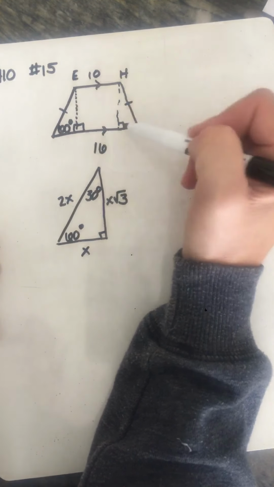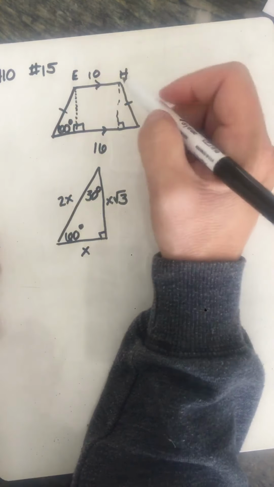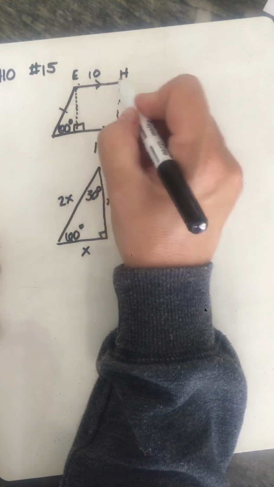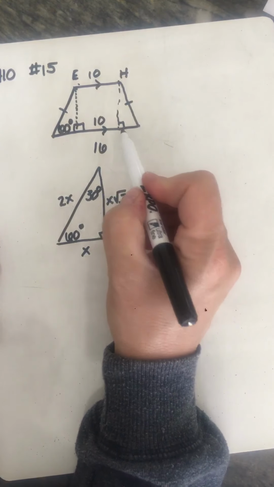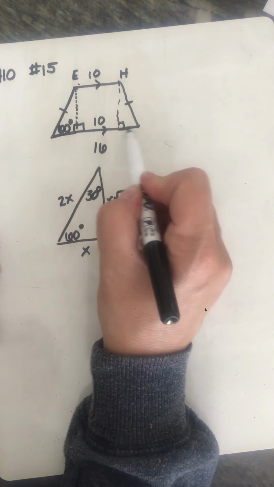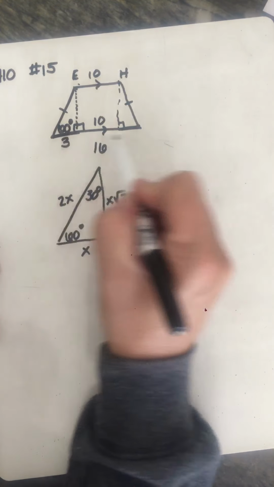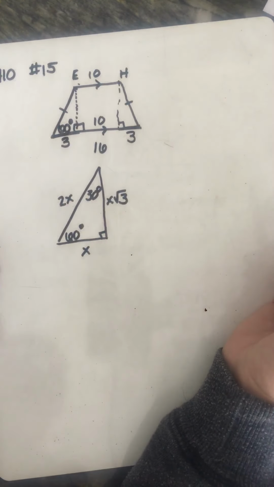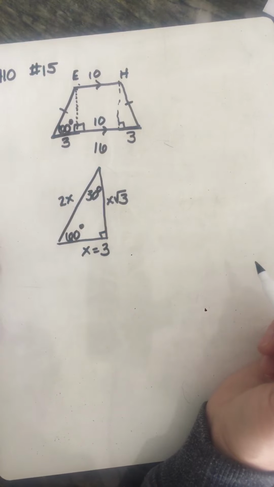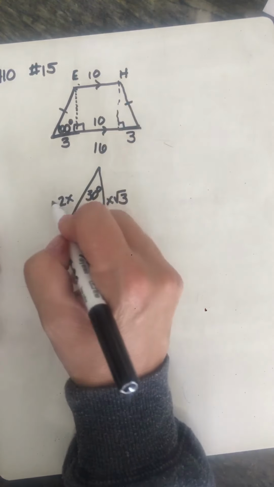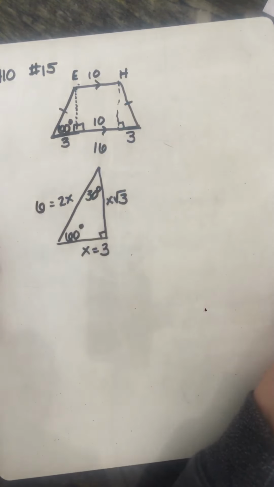Okay, this is now a rectangle in here. And from E to H is 10, so this side will also be 10. Which means there's 6 left over for either of these pieces. So 3 and 3, since it's isosceles. So x actually equals 3. And the legs of the trapezoid will be 6.